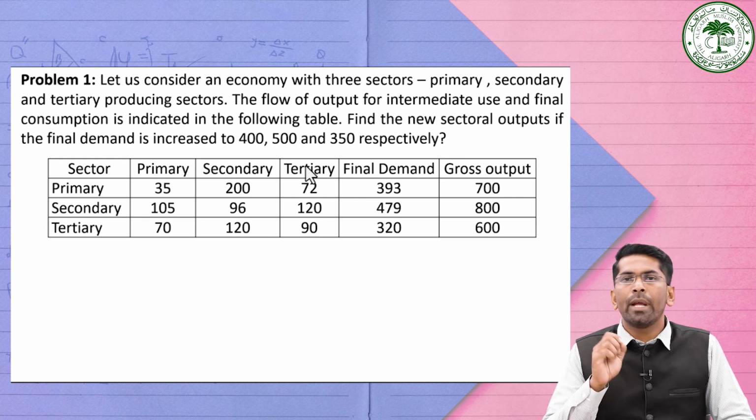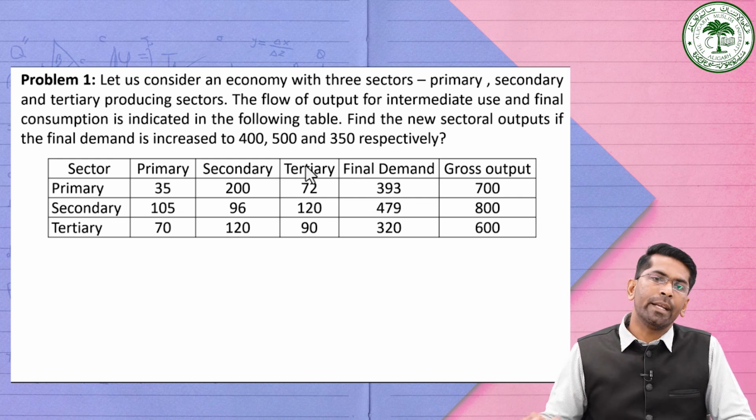First we are going to frame the coefficient matrix. So the coefficient matrix we can frame by taking the first row and dividing with 700, then the second row divided by 800, then consider the third row and divide with 600.